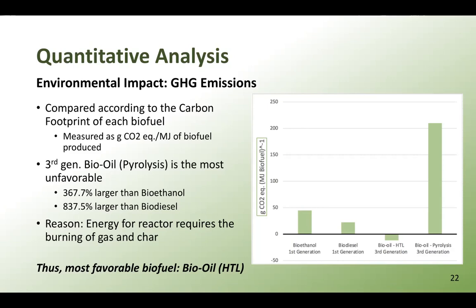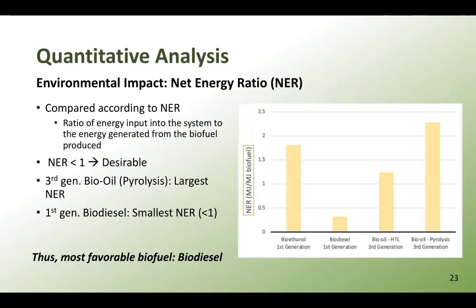And as can be seen from this graph, the most favorable biofuel in this case would be bio-oil using the hydrothermal liquefaction pathway. However, generally we can see here that the first generation biofuels are way less than that of the pyrolysis, so they can also be more favorable than the bio-oil using the pyrolysis pathway. Now Jana will discuss further about the quantitative analysis that we did.